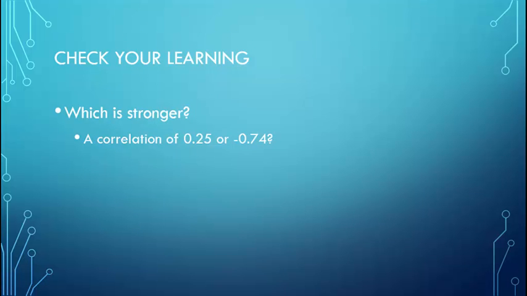All right, so check your learning. Which correlation is stronger? The correlation of 0.25 or negative 0.74? Which one is stronger? Hopefully you're going to say negative 0.74. Remember, for the strength of a correlation, it doesn't matter if the number is positive or negative. You just want to see which one is closer to 1, and 0.74 is closer to 1, closer to a perfect correlation, than 0.25. This is a weaker correlation.